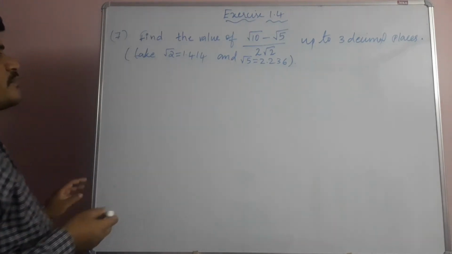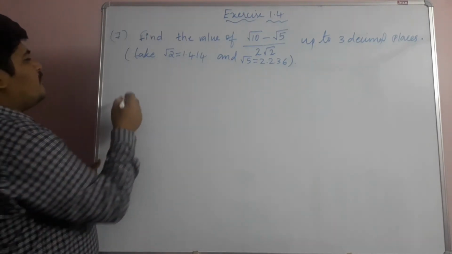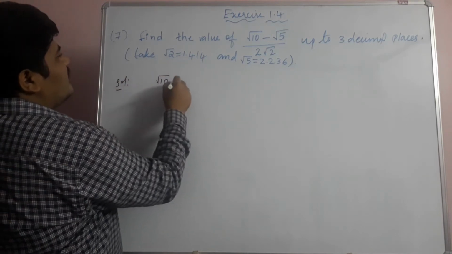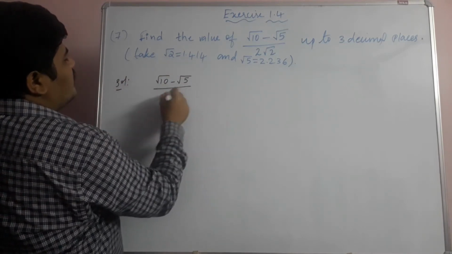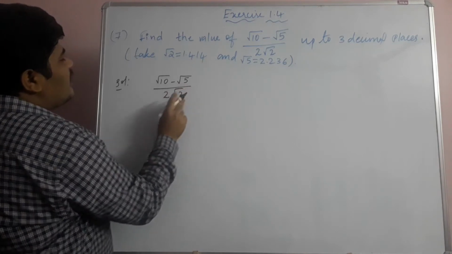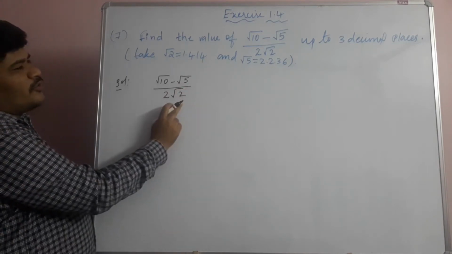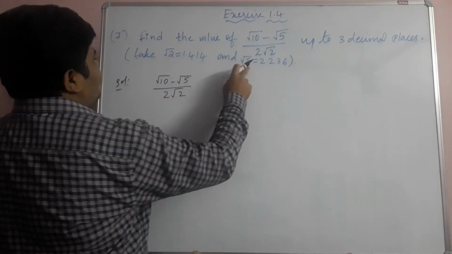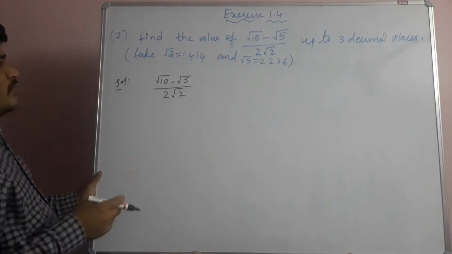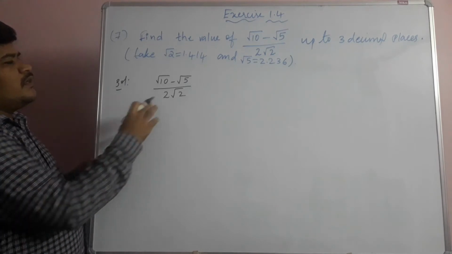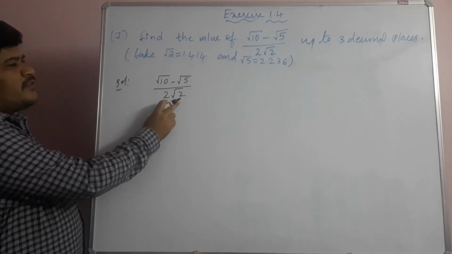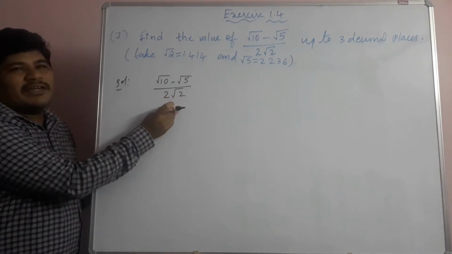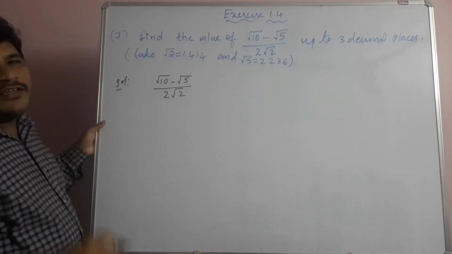Okay, so what is the given problem, students? That is (root 10 minus root 5) by 2 root 2. So here, what is there in the denominator? Root 2 is there. And here they gave the value of root 2 and the value of root 5. So in the denominator 2 root 2 is there, right? So students, if we rationalize the denominator, it is very easy to find the answer.